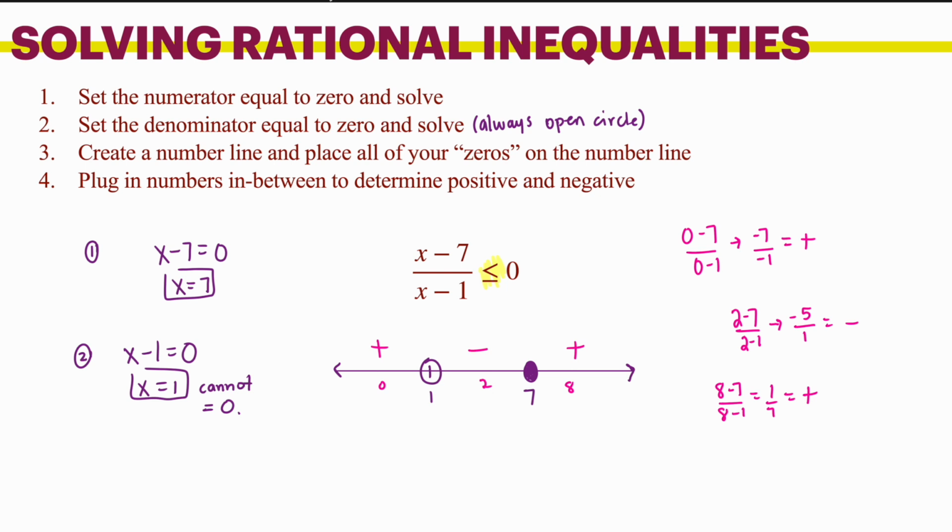And we are looking for when the numbers are below 0, so we're looking for the negative numbers, which means our answer is going to be from 1 to 7, closed bracket for 7 because it's a closed circle, but 1 has to be a parenthesis because it cannot equal. And there's your answer. What that's telling us is in this graph, any numbers from 1 to 7 is going to be below the x-axis.